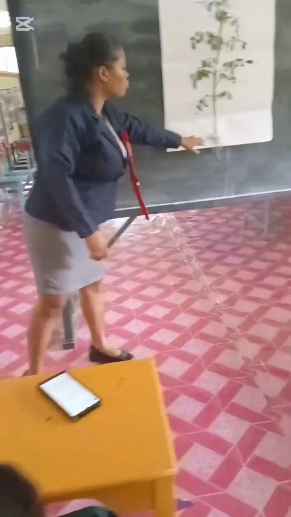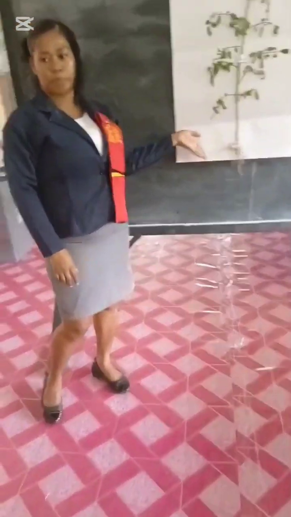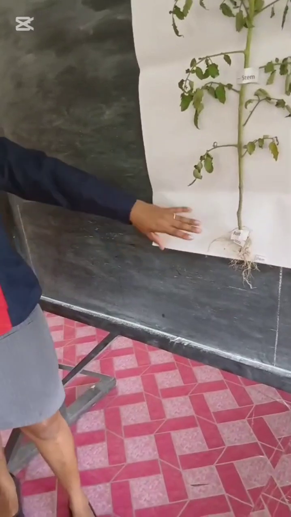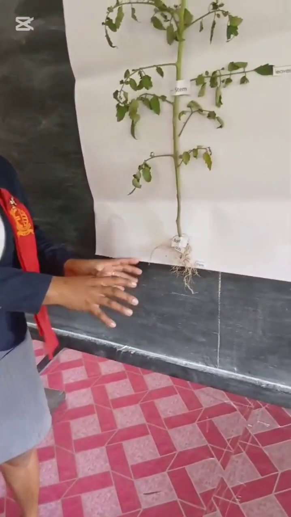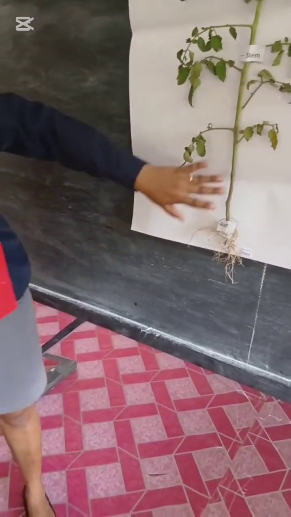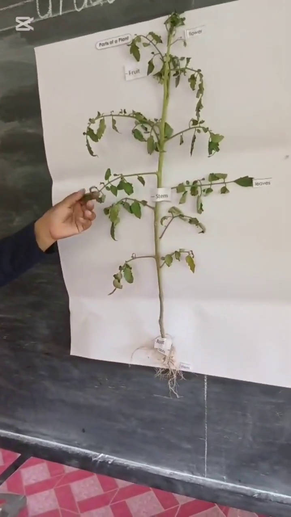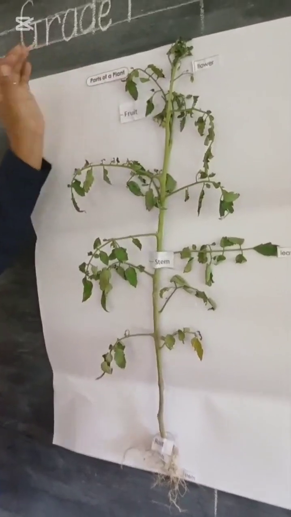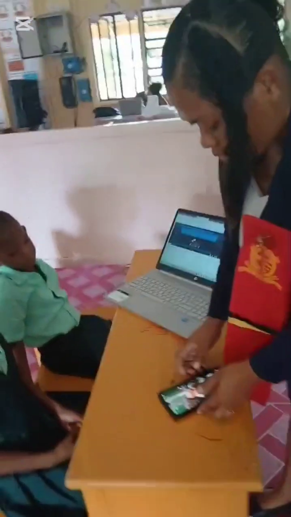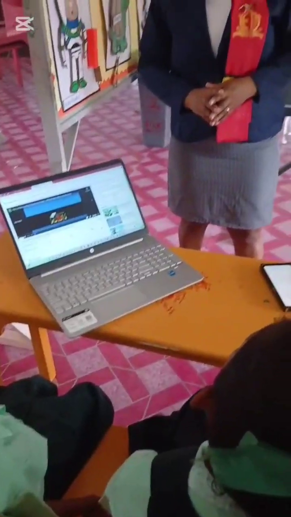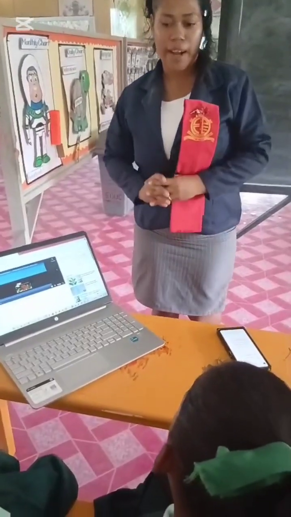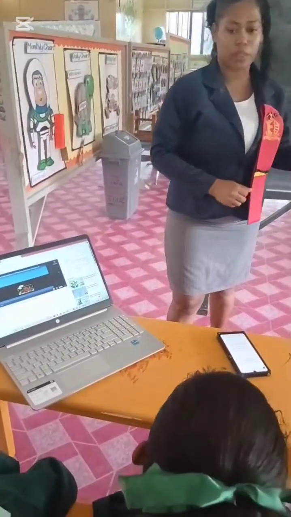Let's talk about the root. What do you think the root does for the plant? Yes, the root helps the plant to stay strong in the ground, right? And we have the stem, we have the leaves, we have the fruit of the tree, right? So you're going to watch a short video and you will see what each part of the plant does for the plant, right?